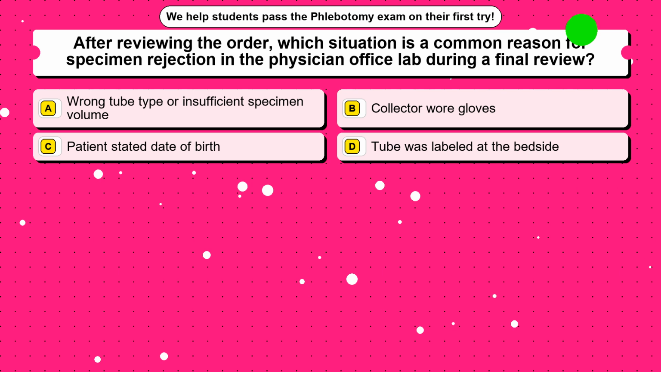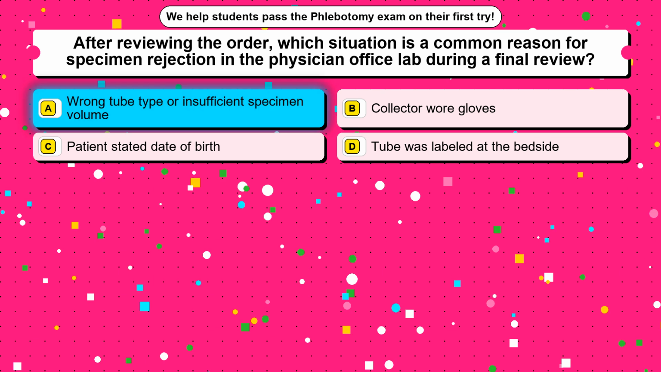Question 44. After reviewing the order, which situation is a common reason for specimen rejection in the physician office lab during a final review? Option A, wrong tube type or insufficient specimen volume. Option B, collector wore gloves. Option C, patient stated date of birth. Option D, tube was labeled at the bedside.